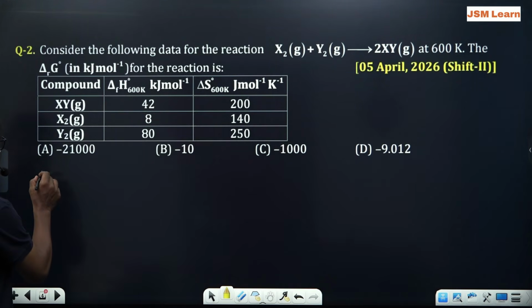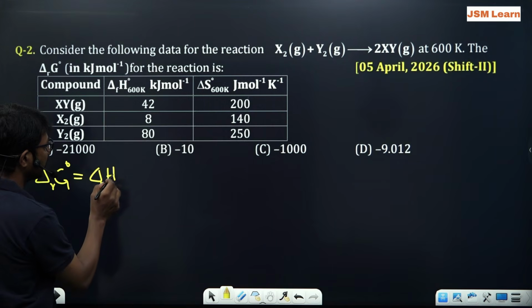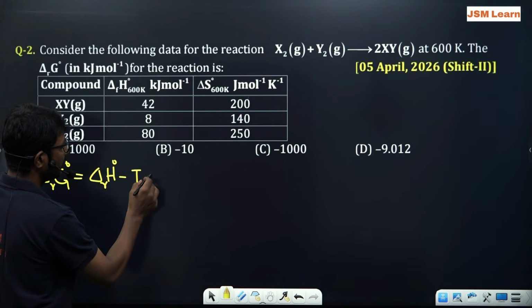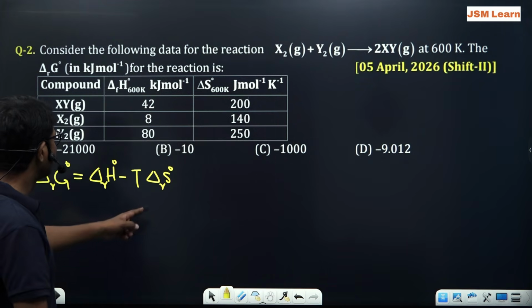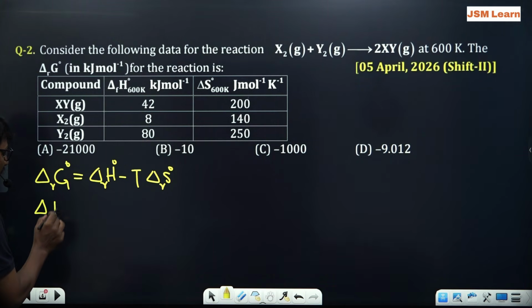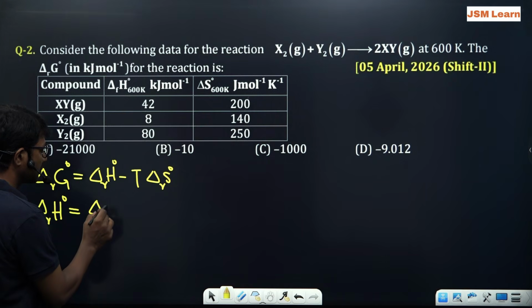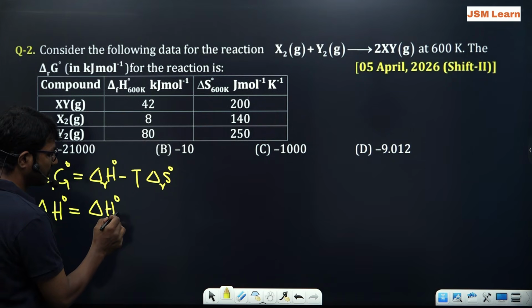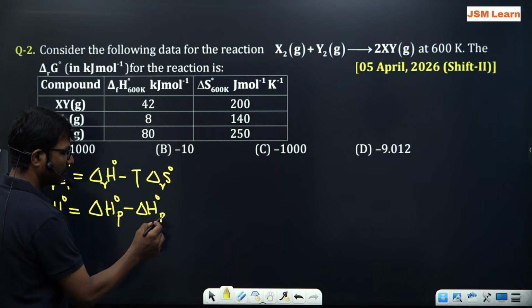So as we know, delta G naught for the reaction is equal to delta H naught, the reaction enthalpy, minus T into delta S naught, the change in entropy for the reaction. According to this, firstly we have to identify the change in reaction enthalpy, which is the standard enthalpy change of products minus standard enthalpy change of reactants.